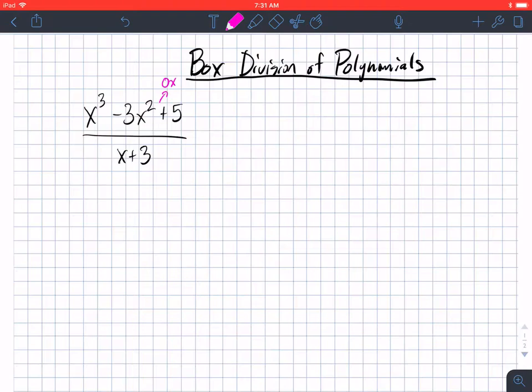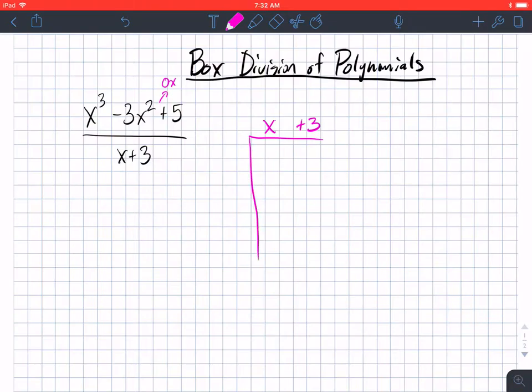Probably the hardest thing about box division is trying to figure out how many boxes to make. In this case, we have an x cubed divided by an x to the first, which is an x squared. So we're going to have an x squared term, an x term, and a constant term. So when we make our box, we need to have 3 vertical. We're going to have x plus 3 on top.